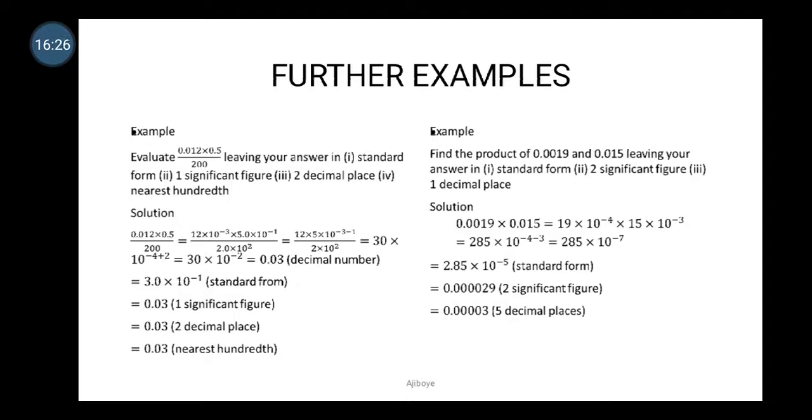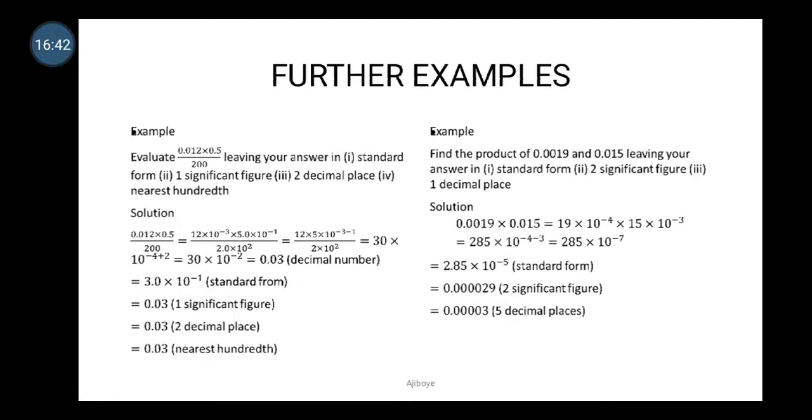Example: find the product of 0.0019 and 0.015, leaving your answer in standard form, two significant figures and 1 decimal place.